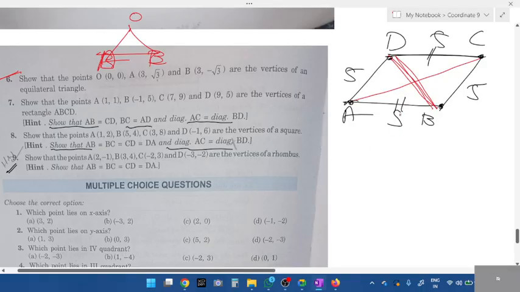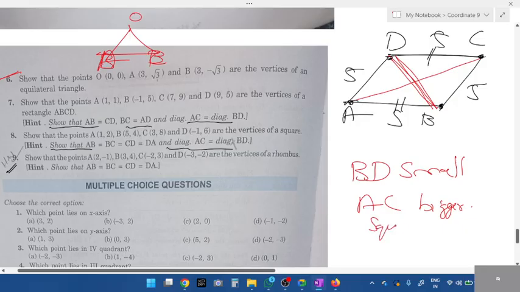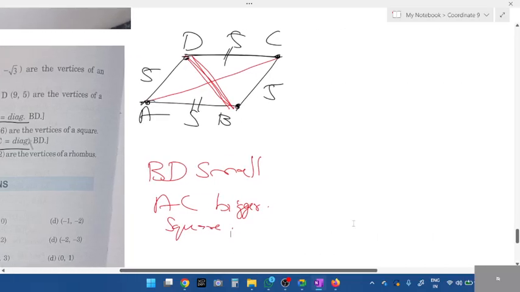Yes. Just looking at the diagram, you can observe BD is smaller. And we don't know how much the value is. AC is bigger. Okay, BD is small, AC is big. If both are equal, this is not a rhombus, it becomes a square. And when do you get a square? When the diagram is not slanting, when the diagram is straight like this, you get a square.